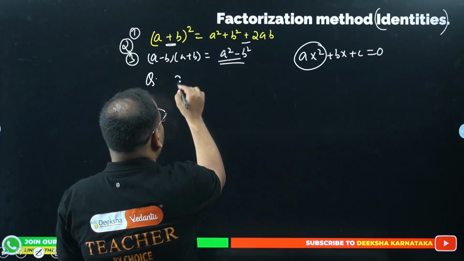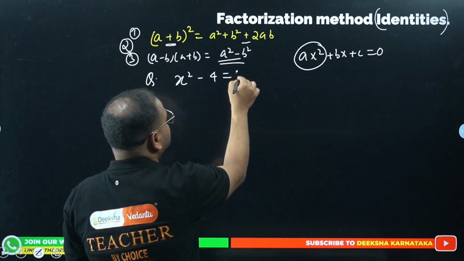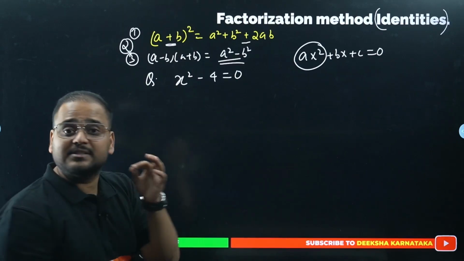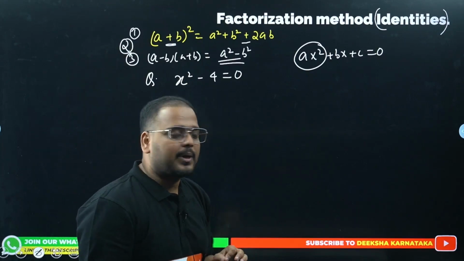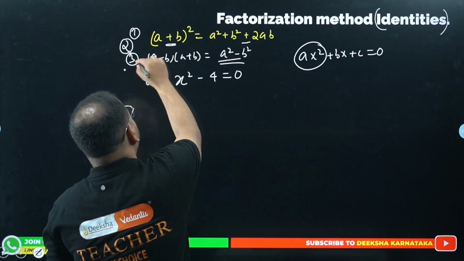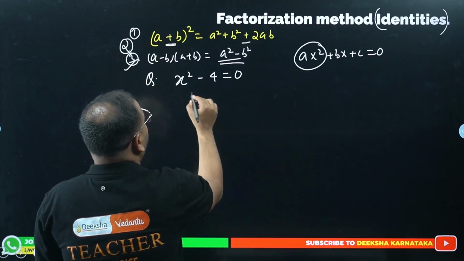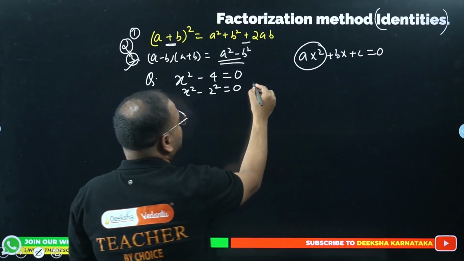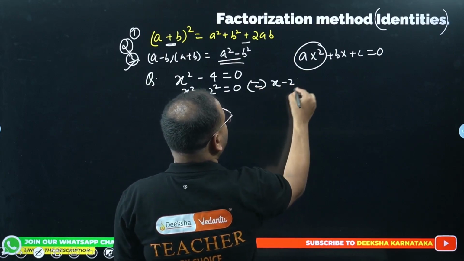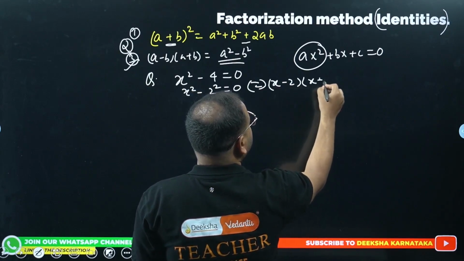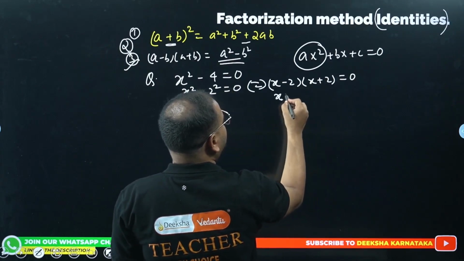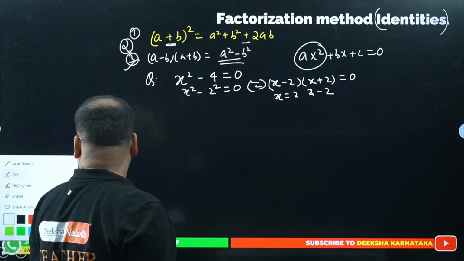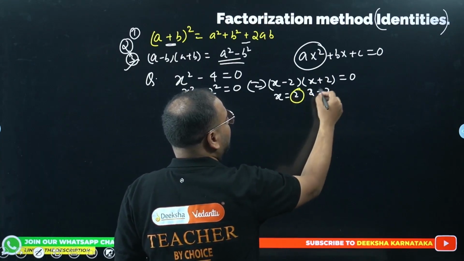Okay, x square minus 4 equal to 0. Is it quadratic? Of course it is. A is 1, the x term is not there so b is 0, and c is minus 4. Okay, how will you solve it? Use this identity number 3. Write this as x square minus 2 square equals 0. This will become (x minus 2) times (x plus 2) equals 0, which is x equals 2 and minus 2. So I have two roots, 2 and minus 2.